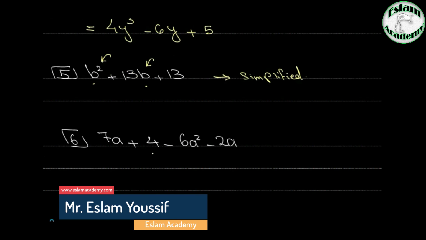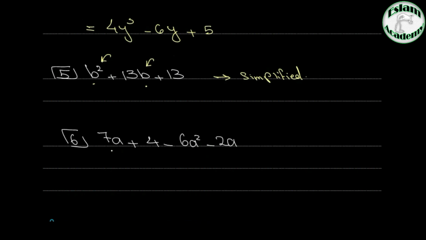Number 6. 7a plus 4 minus 6a squared minus 2a. The like terms that we have are 7a and negative 2a. To simplify it, we start writing the expression with the greatest power, which is negative 6a squared, then 7a minus 2a, which equals positive 5a, then plus 4.